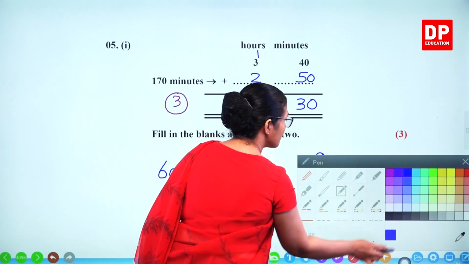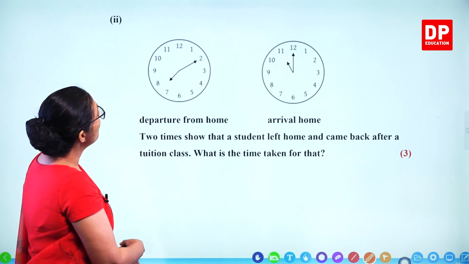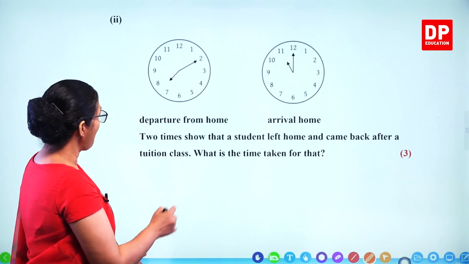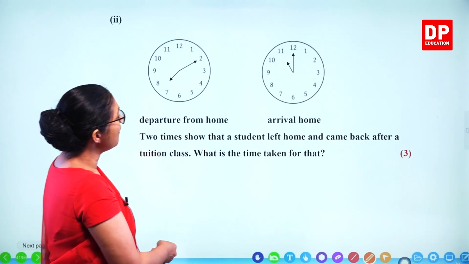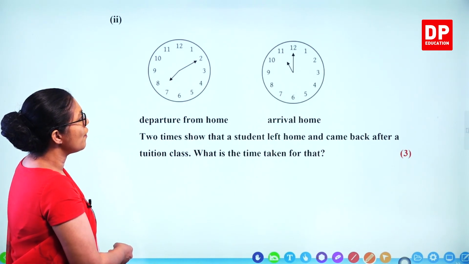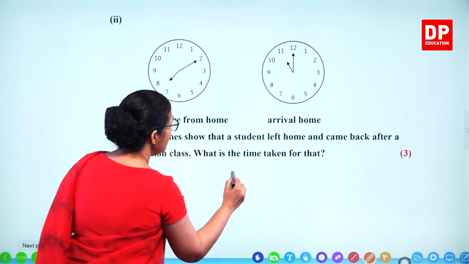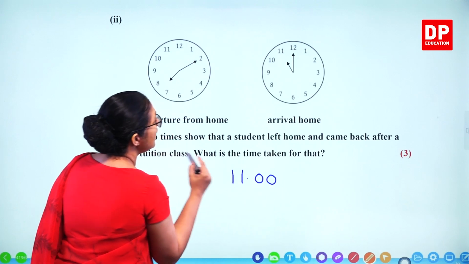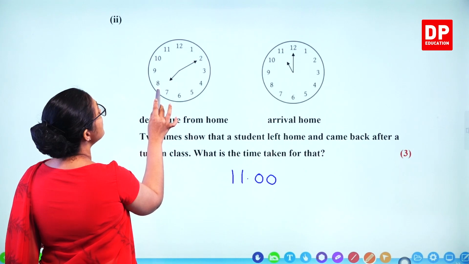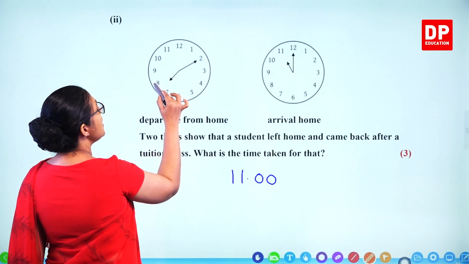Part 2. Departure from home is given, arrival home. 2 times are given. The 2 times show that a student left home and came back after a tuition class. What is the time taken for that? So you have to subtract. What's the time here? 11 o'clock, 11 a.m. This one, the hour hand is in between 7 and 8.